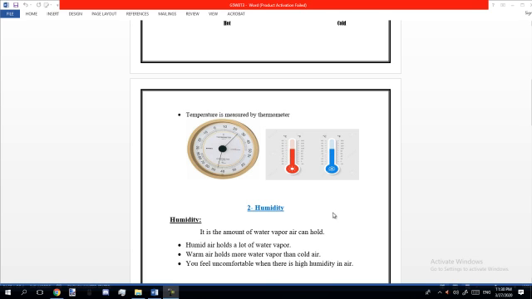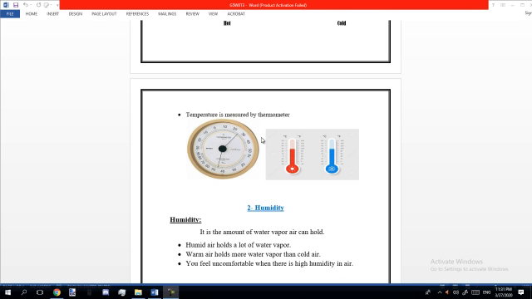Now we come to another property of the weather, which is the humidity. The humidity is the amount of water vapor found in the air. The air, as we said in the last lesson, is a group of gases. From these gases, the water vapor is found. The amount of water vapor that's found in the air, or the air can hold, this is called the humidity. So the humidity is the amount of water vapor the air can hold.